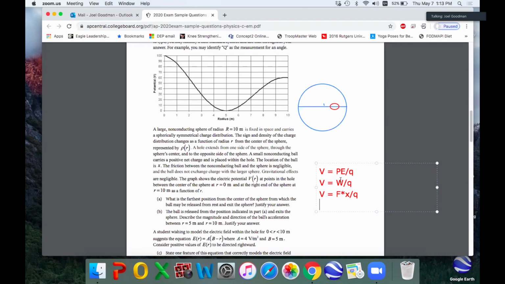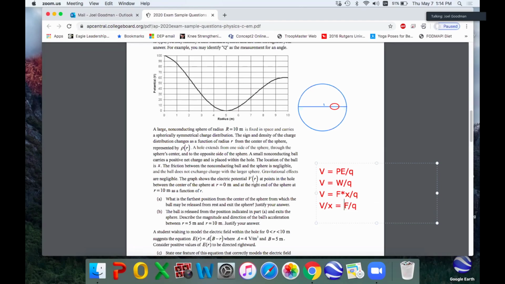Hold on. If I rearrange this, I write voltage divided by X is equal to F over Q. Do you remember what F over Q is? The E field, yeah, the electric field. The one thing that we don't have in here is the negative sign. Volts per meter is the same as the electric field.